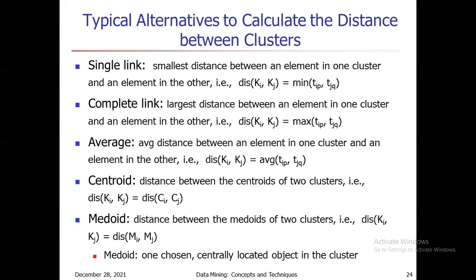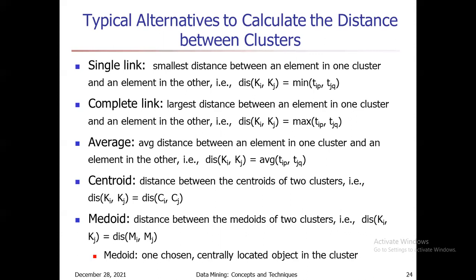The next one is the complete link. So what is the complete link here? The complete link is the largest distance between an element in one cluster and an element in the other. That is, distance of Ki comma Kj is equal to the max of Tip comma Tjq. That is called the complete link.